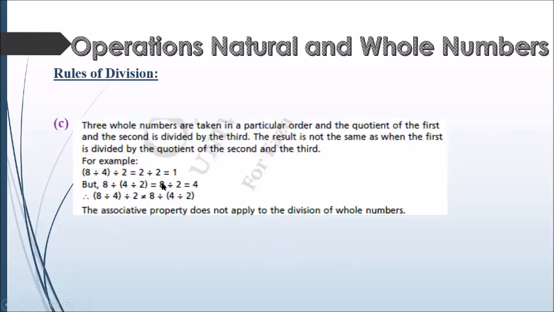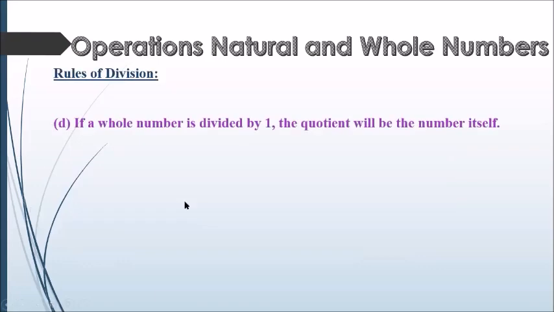Similarly, the associative property also does not apply to division. Here you can see I'm writing 8 divided by 4, then 4 divided by 2, then 8 divided by 8. So when you're changing the groups, for example, I'm using 3 numbers, 8, 4, and 2. If I change the groups, the answer will not be the same. So the associative property does not apply to division.